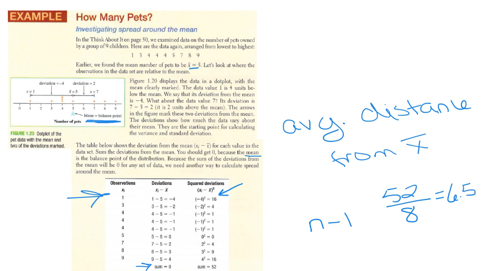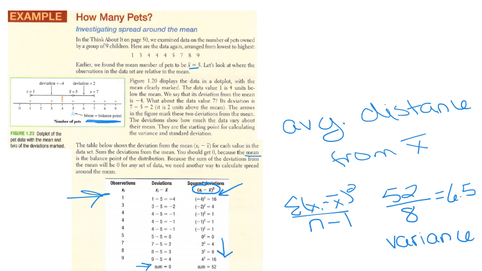And this average here is called my variance. So I got this variance, again, by finding all my deviations and squaring them, and then adding them all up. I got a sum of 52 down here at the bottom, and then I divided by n minus 1. So I took the sum of (x minus x bar) squared, and that gave me my variance.